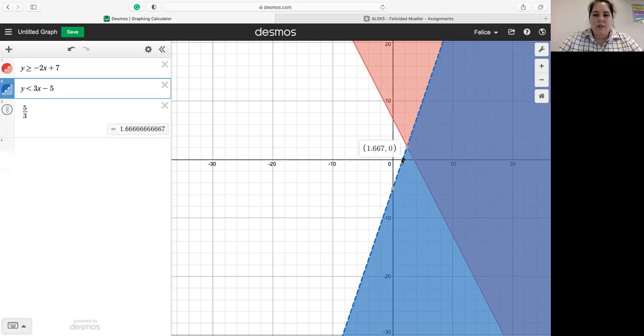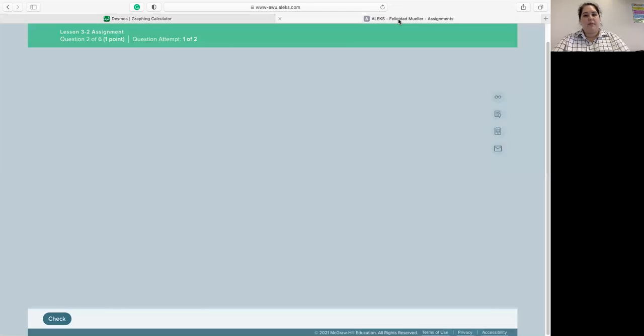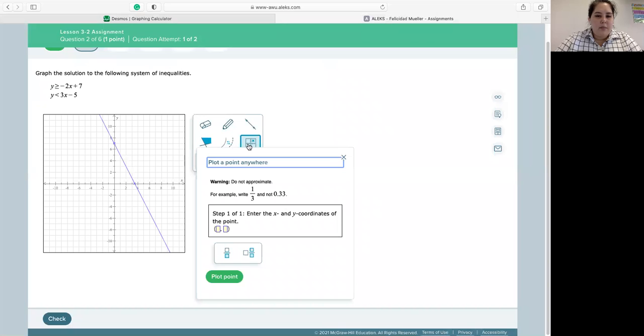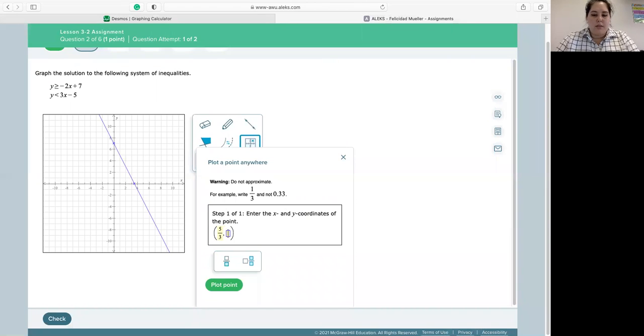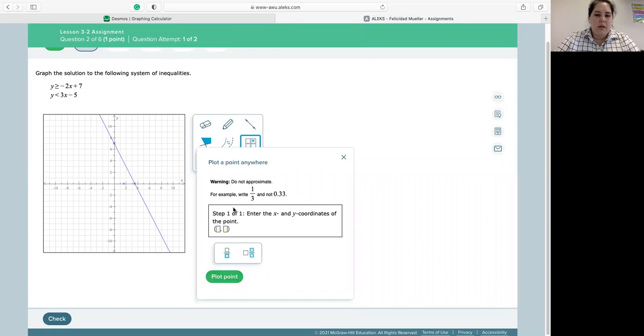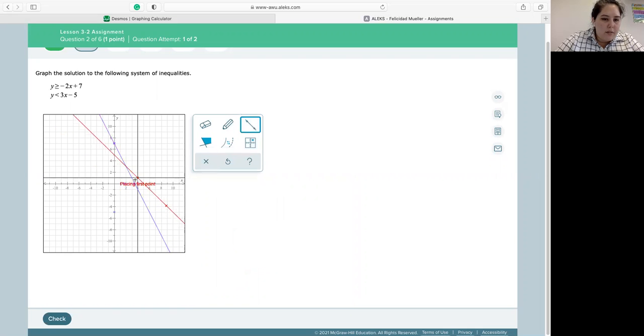So if you're going to use the intersections, you would need to use 5/3, comma 0, and then 0, comma negative 5. So let's go ahead and do that. So we have 5/3, comma 0, plot point, and then 0, negative 5, and plot point. So I'm going to go ahead and graph. Let's start with this one, and then it's this one.